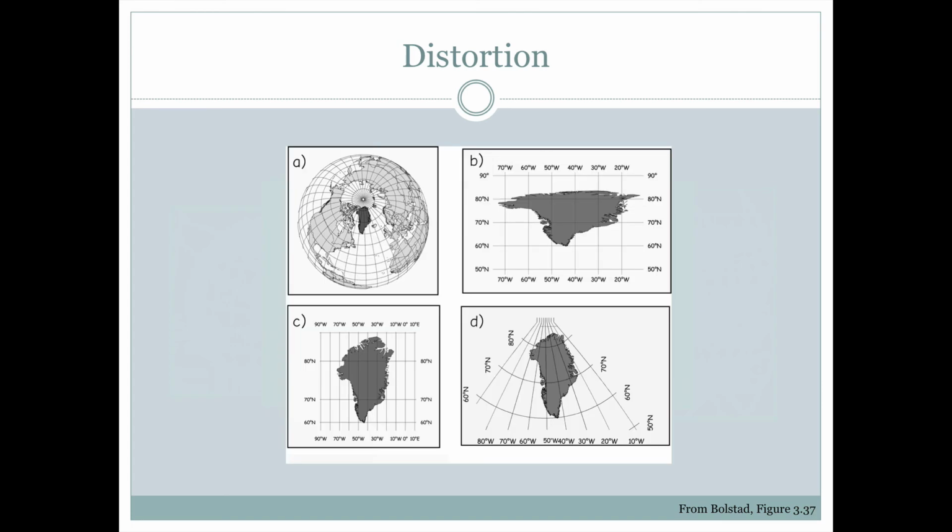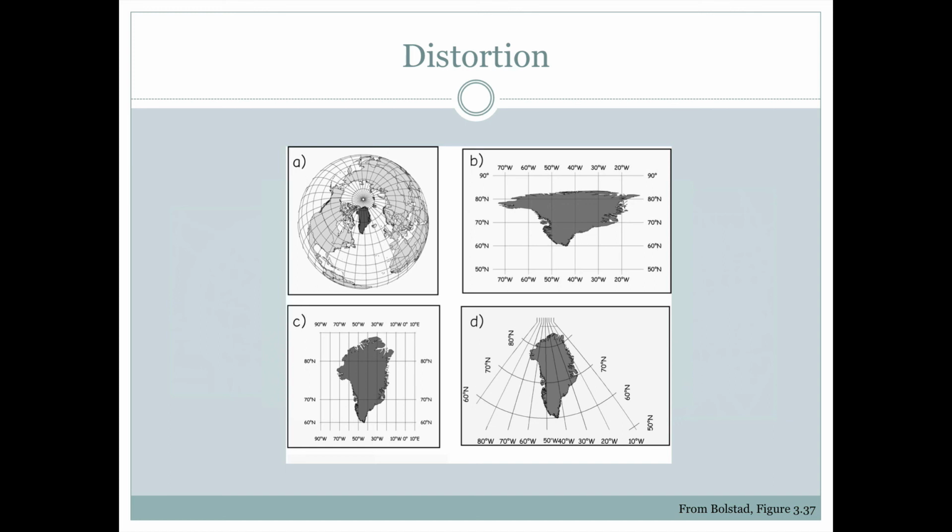In this example here, we see Greenland in a lot of different map projections, and we can see that in all of these there's some distortion associated with them. Probably the least amount of distortion is with the one in the upper left-hand corner in part A, because it's more of a global type view. But even though we're viewing the globe, it's on a flat surface, so there would be some distortion associated with it.